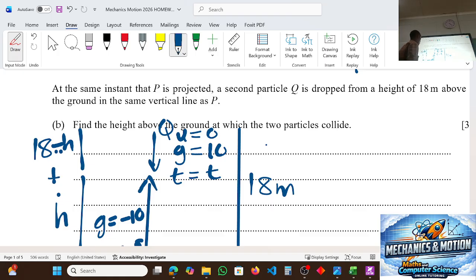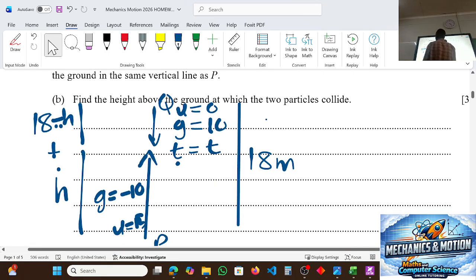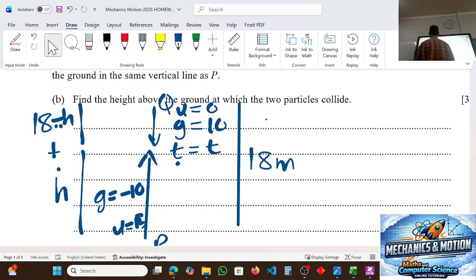Now, with what we have there, what can we do? I think we might be interested in finding the value of t when these two particles collide. Once we have t, it means we can easily come up with the height, because we'll be having initial speed, acceleration, and time, so we can easily find the height. So let's try and see how best we can find t. I think this time around we're going to make use of simultaneous equations.